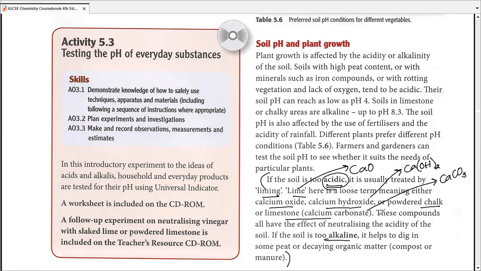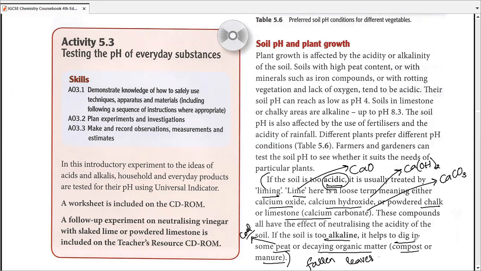Remember it. What we do is we do it slightly technically and in an indirect way. We dig in some peat. Peat is the soft form of coal, the softest form of coal actually. We may put in some decaying organic matter: compost, manure, fallen leaves, anything like that would help. Organic matter means dead parts of plants, manure, compost.